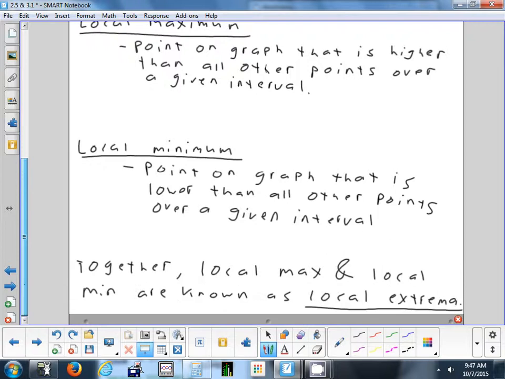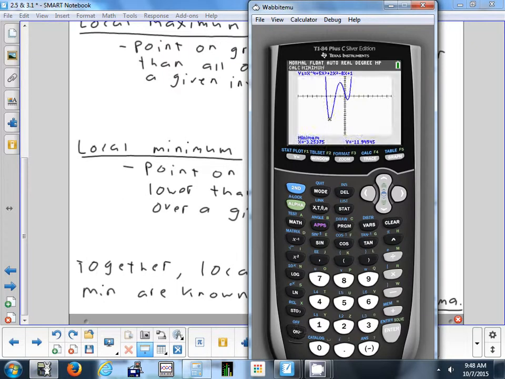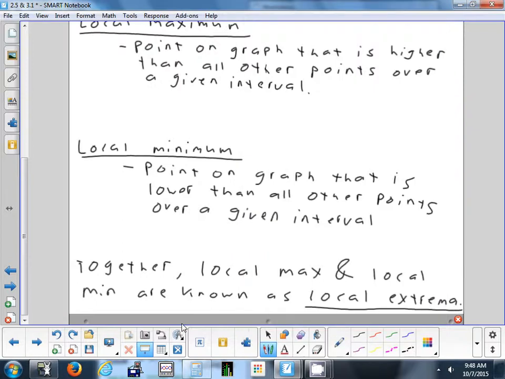Together, if they ask you to find the local extrema of a graph, they want you to find all the local mins and maxes. There's no algebra you need to do for that. All you do is use the calculator and do second calc, minimum or maximum. And that's it.